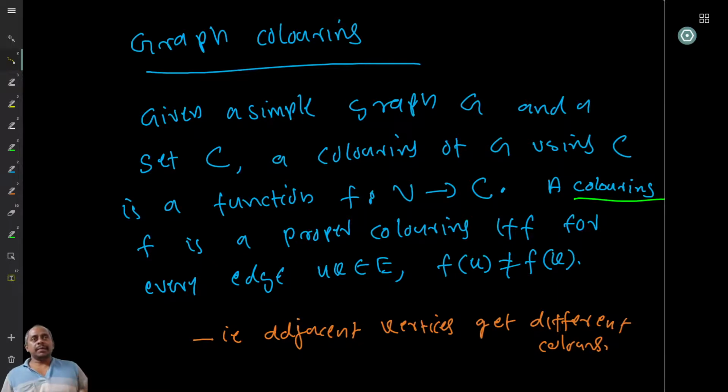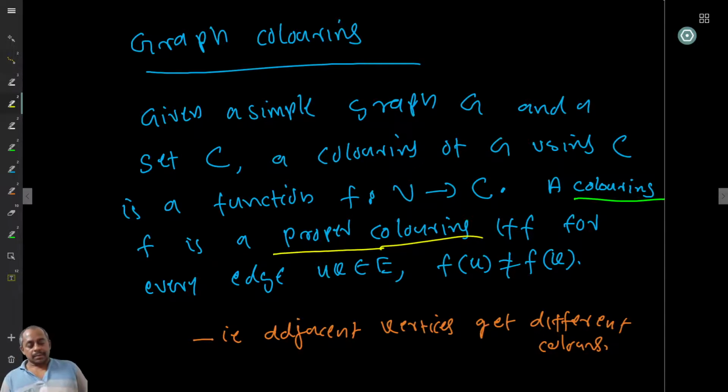Coloring is basically a fancy name for partitioning of the vertex set. Given a simple graph G and a set C, a coloring of G using the set C is a function from V to C. Okay, so that is all a coloring is. Now, most of the time when we use this, a coloring is called a proper coloring.